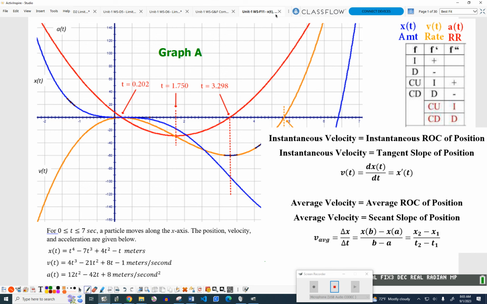Many AP problems are going to ask you to study what I call the amount of something, and you're going to compare that to what I call the rate at which that amount is changing, and then what I call the rate at which that rate is changing. So those are my little abbreviations. But this does happen on numerous AP questions. Like, I can't overstate that. This is super common. For this example, we are considering the amount to be the position of an object.